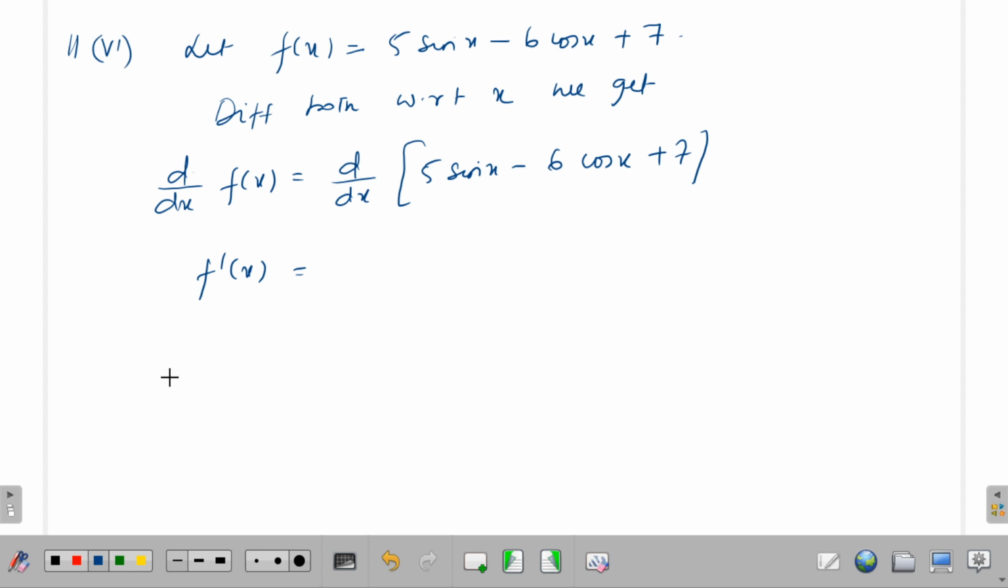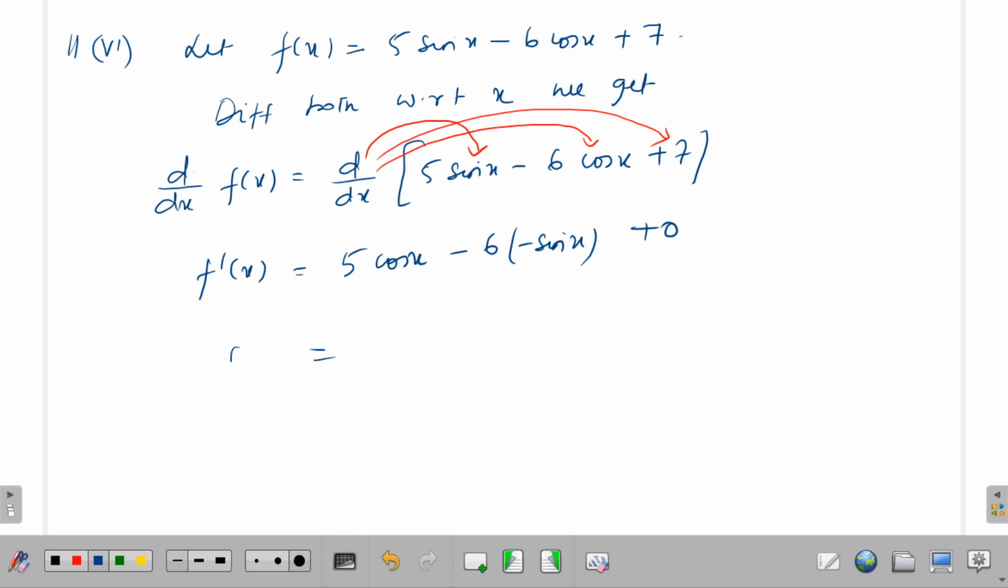Now let me just try to do this one in a very shortcut manner. If I differentiate this, how much will I get? I'll get nothing more than 5 cos x, and similarly if I differentiate this, I'll get minus 6 times minus sin x, and lastly if I differentiate 7, it is constant, so I'll get plus 0. So the answer would be 5 cos x plus 6 sin x. So that's all about question number 11.6. And again, same thing, you can pause the video and then check once again.